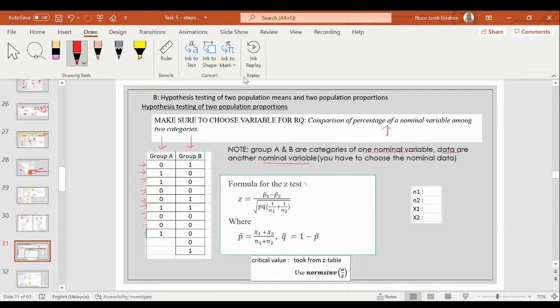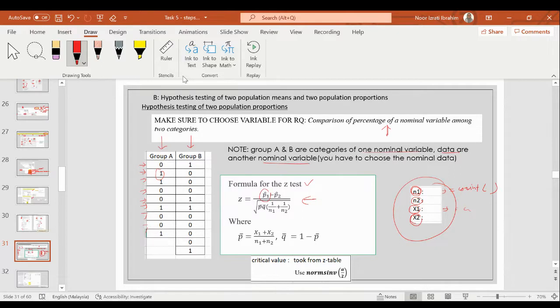The formula to get the test statistic Z is this. So you need the N1, total of data for group 1, group A, total of data for group B, and number of success for group 1 and number of success for group 2. So how do you find the total data? You have to use the formula COUNT. How do you find the X1? You also use COUNTIF equals to 1. You select the whole data. Make sure you use the Excel function to find the frequency.